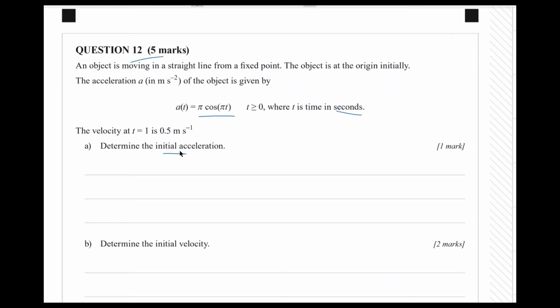Determine the initial acceleration. Initial acceleration just means t equals 0 at that point. So a(0) is pi cos of pi times 0, which equals pi cos 0. Cos 0 is 1, so that's just going to be pi meters per second squared.